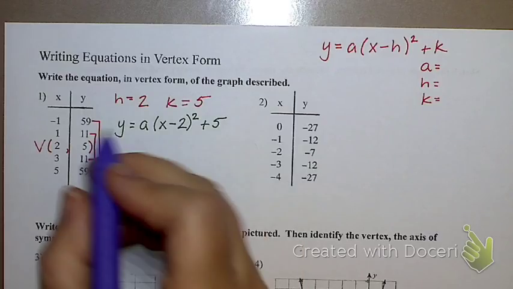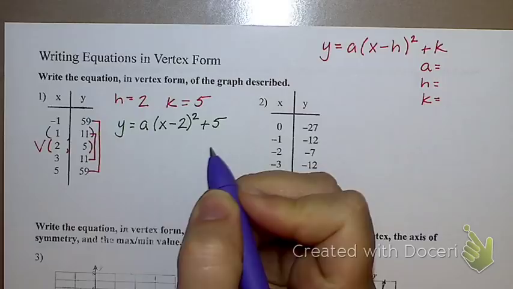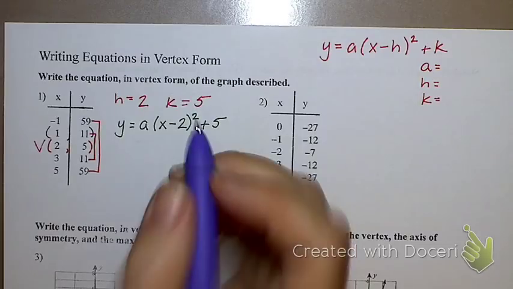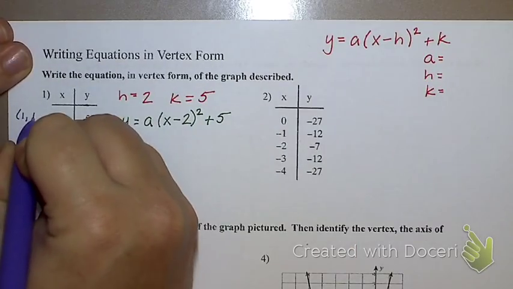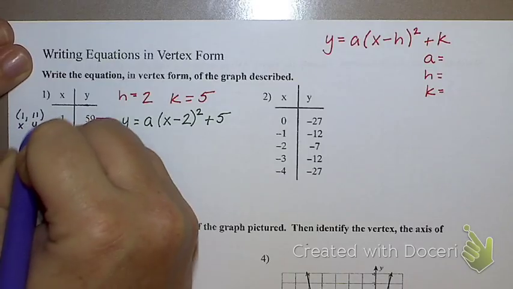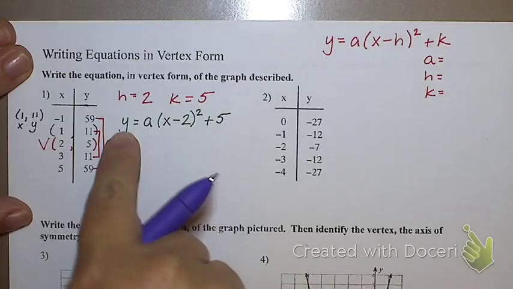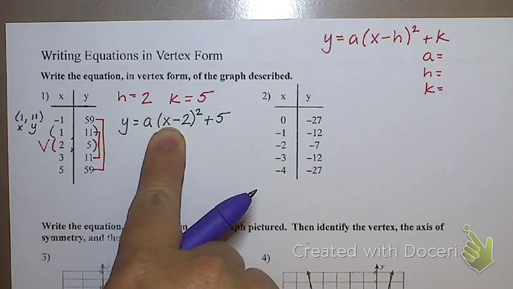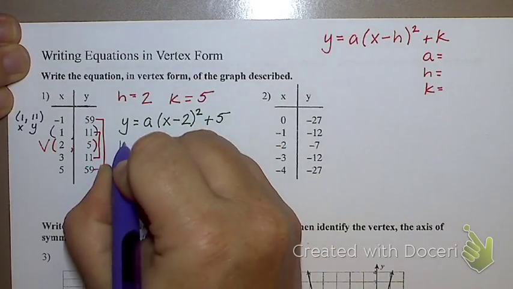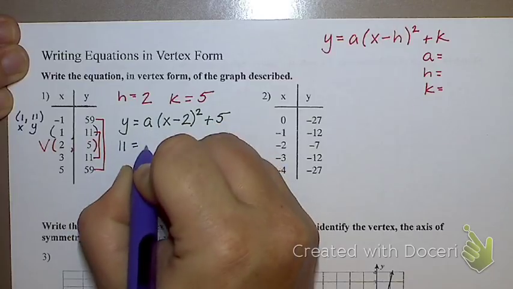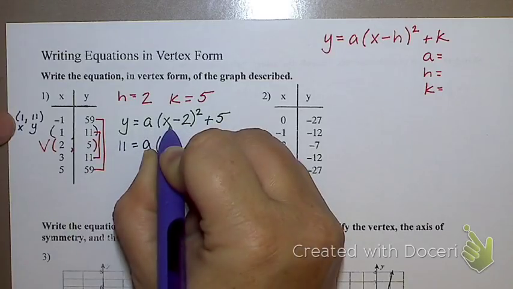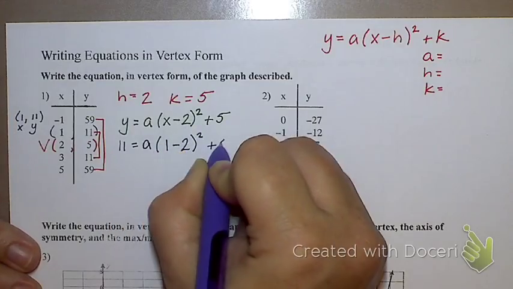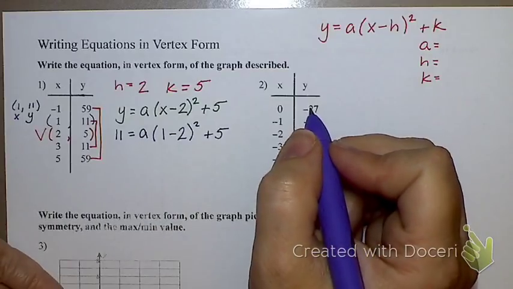1, 11. Okay, so I'm going to pick the point (1, 11). Good choice. 59, I don't really want to deal with 59. If I pick the point (1, 11), isn't that an x value and a y value? So I'm going to plug in 11 for y and 1 for x, and guess what? That's going to help me find a. So if I plug in 11 equals, I don't know what a is yet, but what am I going to put in for x? 1. I know it goes minus 2, squared, plus 5. I'm going to find a here as I simplify this.